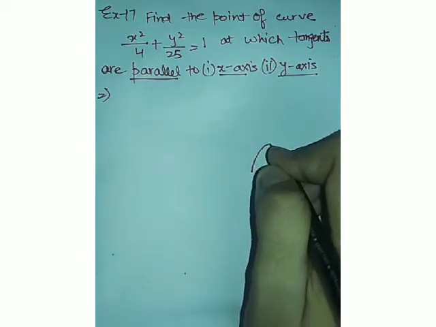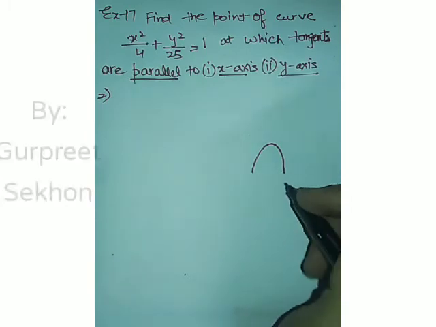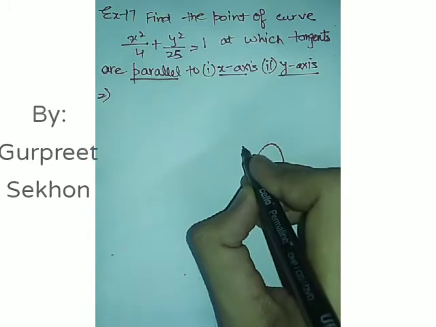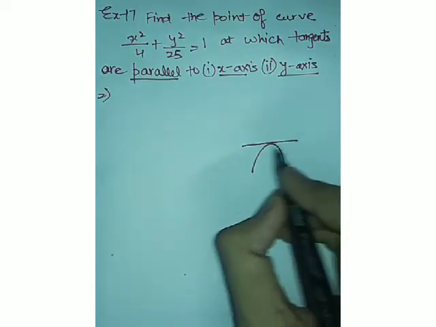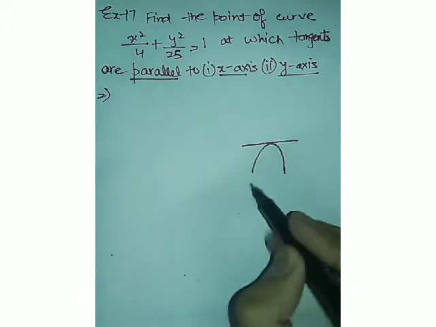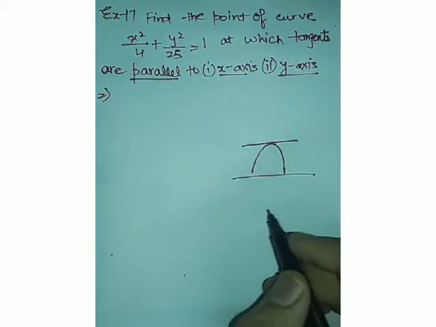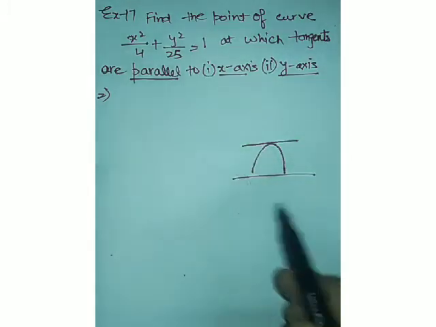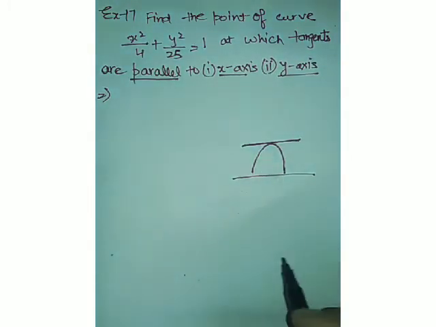Suppose this is a curve, not the curve given in the equation. This is the curve, and suppose this is a tangent. Now the tangent is parallel to the x-axis. It will be strictly parallel to the x-axis. The x-axis is this, when the slope of the tangent will be 0. Slope means inclination. When the slope of the tangent is 0, it will be parallel to the x-axis.